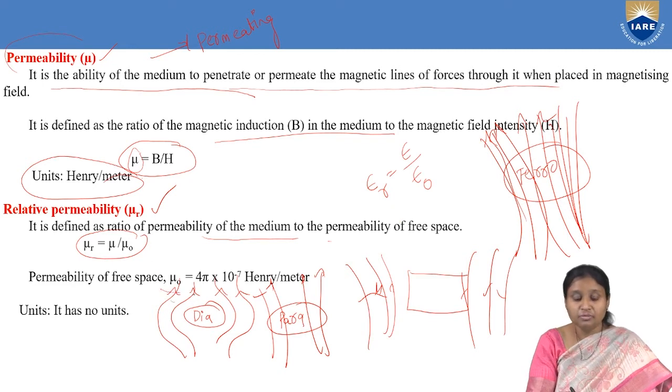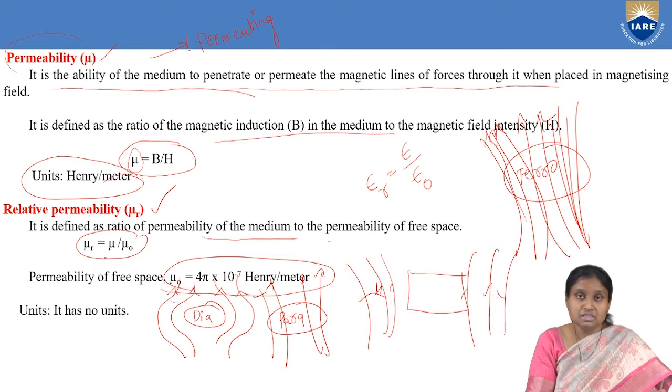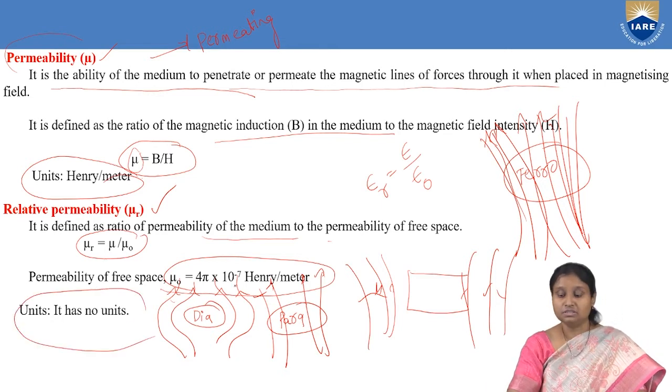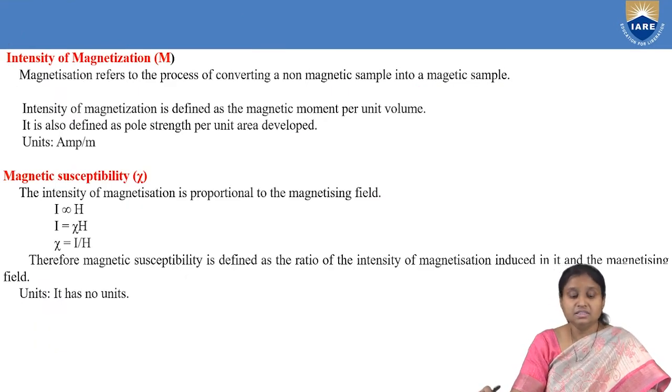And what is the value of permeability of free space? It is given as 4 pi into 10 to the power of minus 7 Henry per meter. This constant value, permeability of free space, is given as mu naught. As you can see, mu r is a ratio of two permeabilities which have the same units. So what is the unit for relative permeability? It has no units.